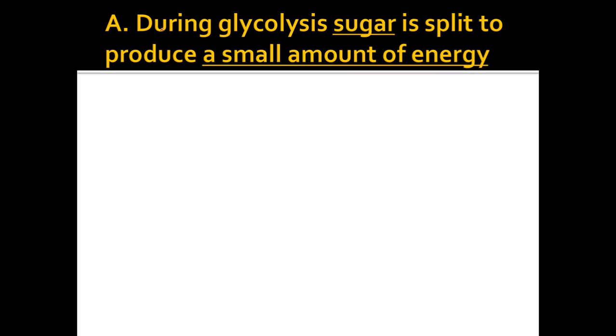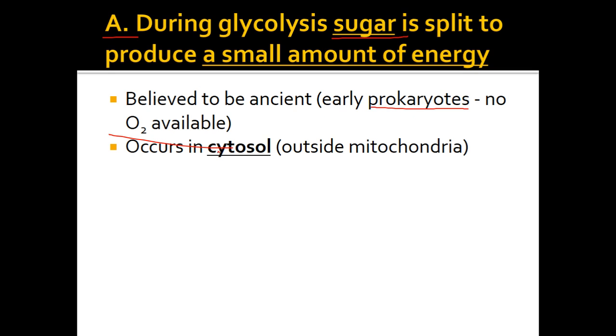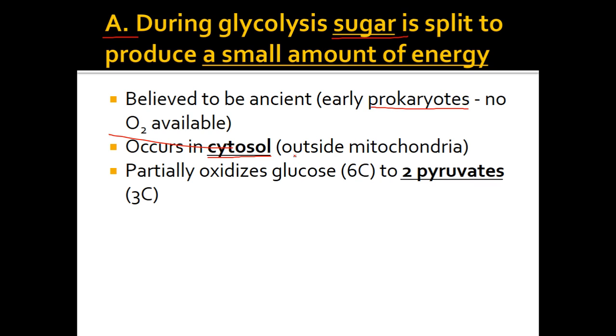Glycolysis, step A here. During glycolysis, sugar, meaning glucose, is split to produce a small amount of energy. This is believed to be ancient. Why? Well, because prokaryotes do it. And they had to do this when there was no oxygen available. Back in the day, when the earth was first forming and living things were first coming online, oxygen was poison. So they lived in a world without oxygen. They still needed energy. Glycolysis happens in the cytosol, aka the cytoplasm.